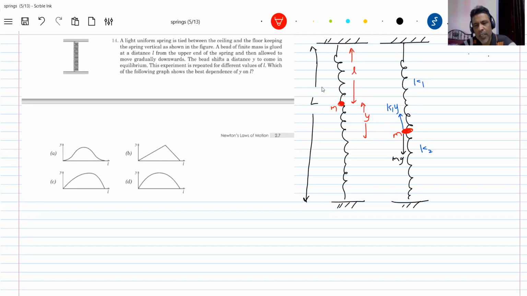Then what about this lower spring? It got compressed, no? How should the spring force of this also act? This should act vertically, this also. You can ask questions: why are you showing two spring forces upward only?